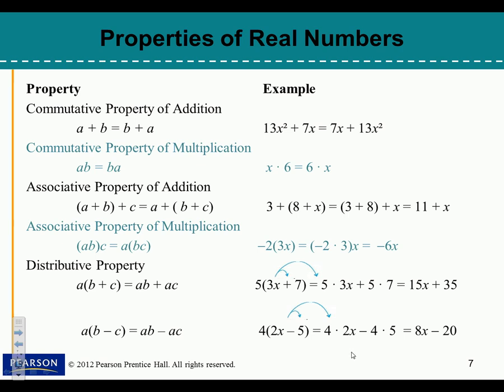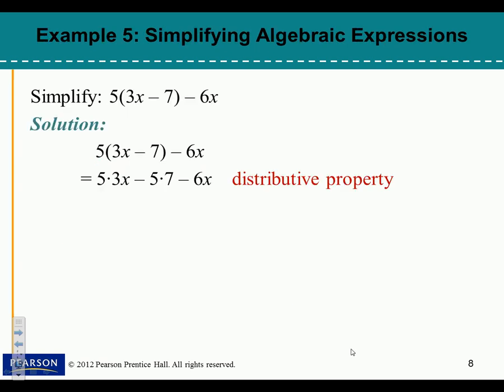Okay, so the next thing you'll do is we're using those properties to simplify algebraic expressions. So if I have an expression that says 5 times the quantity of 3x minus 7 minus 6x, I have to remember to use the distributive property: 5 times 3x and 5 times 7. And we just carry the sign down with it. So we use our distributive property first.